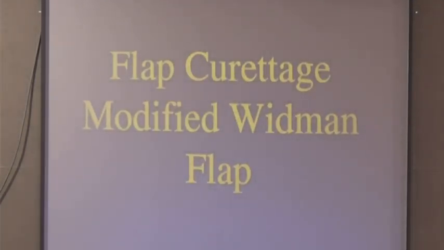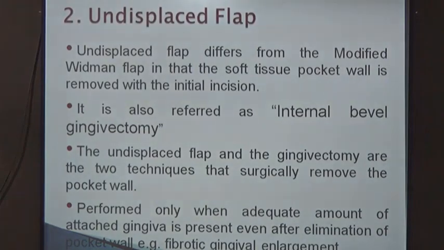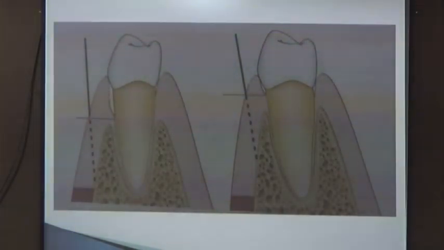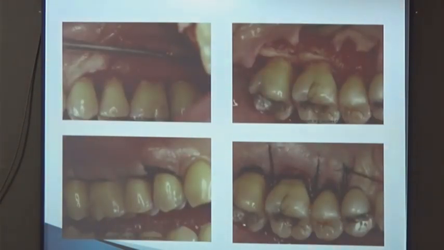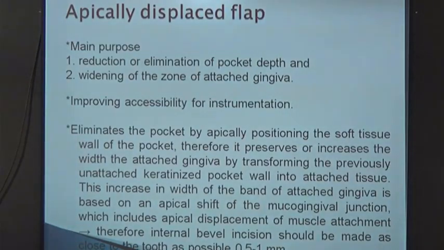Flap curettage and modified Widman. This is an undisplaced flap. Usually it is also referred to as internal bevel gingivectomy, undisplaced. The other name for this is internal bevel gingivectomy. These are the procedures for how we do a flap surgery. Apically displaced, I already told you, helps in increasing the width of the attached gingiva. And mainly the flap is to improve the accessibility for instrumentation.